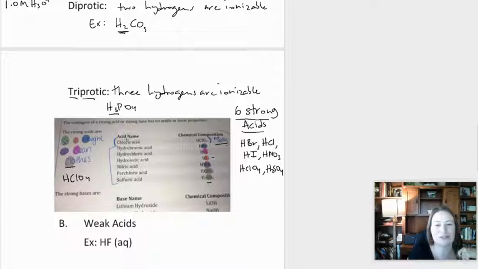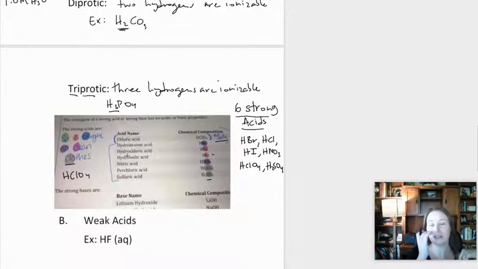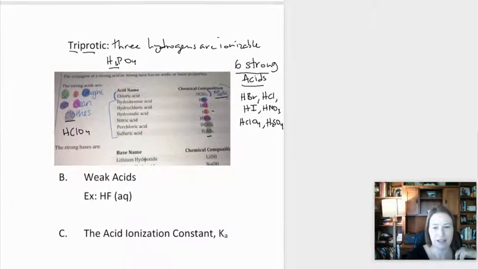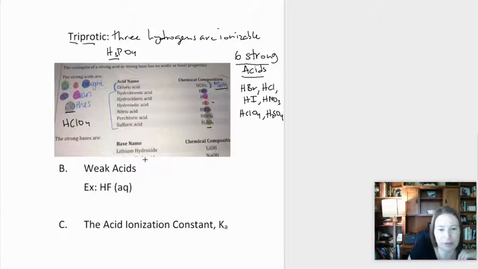Those are the 6 strong acids that you have to have memorized for the AP test. Okay, you will definitely need that information. And if it's not one of those 6, the good thing is you can assume that it is a weak acid. If it's not one of the 6 strong acids, then it's automatically considered a weak acid. Okay, we will also need to know the strong bases, but we'll come back to that.